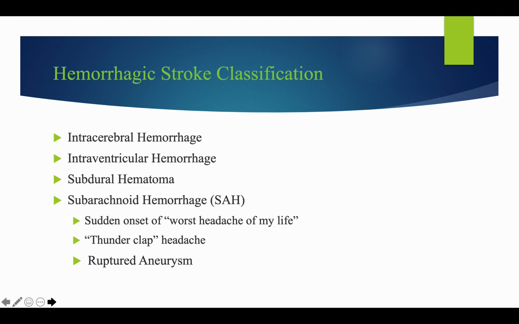Aneurysms tend to form where vessels branch off or at forks of blood vessels. These tend to be weaker, like in the circle of Willis or at any bifurcation. I want to explain a little bit about the types of aneurysms.